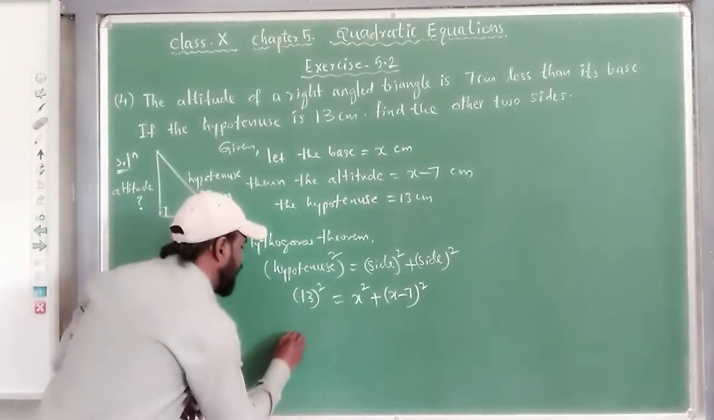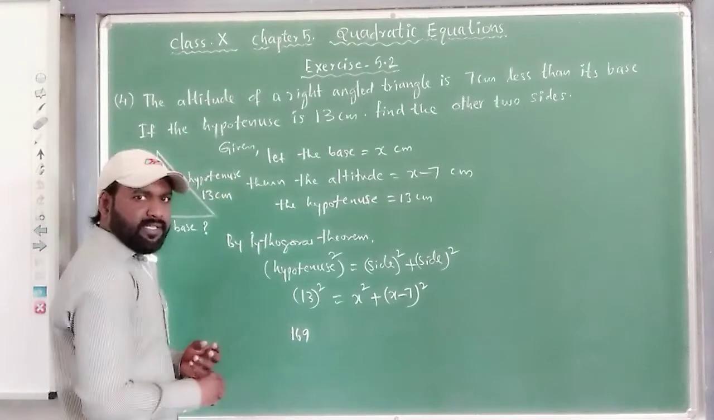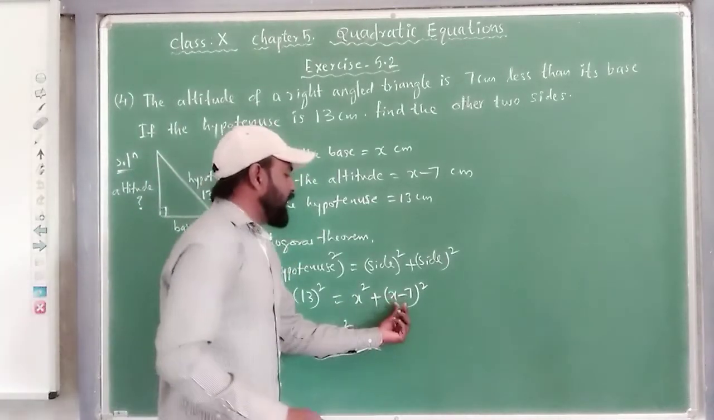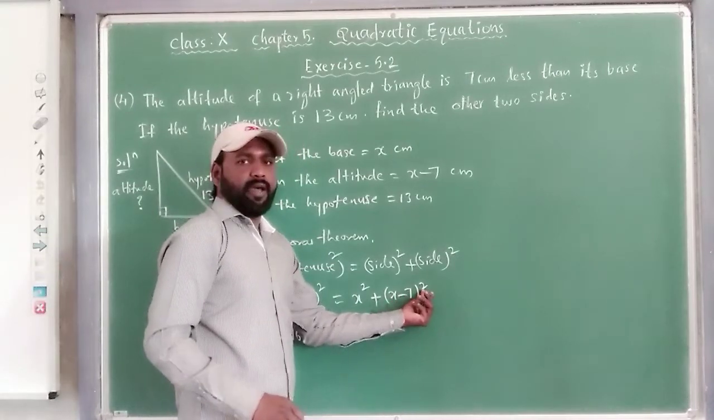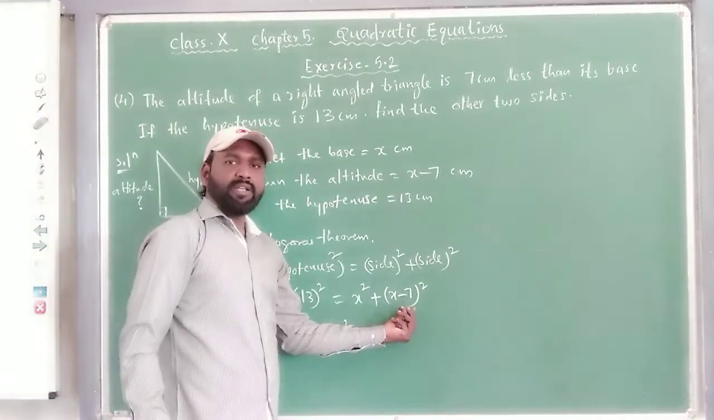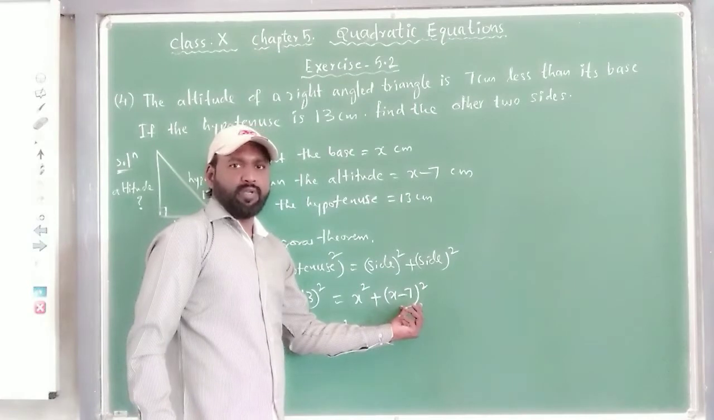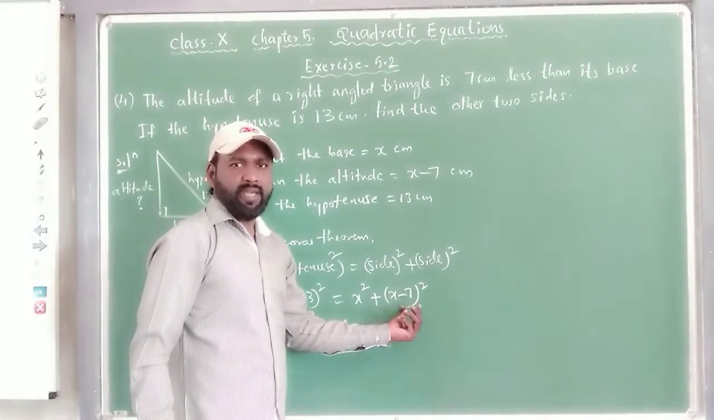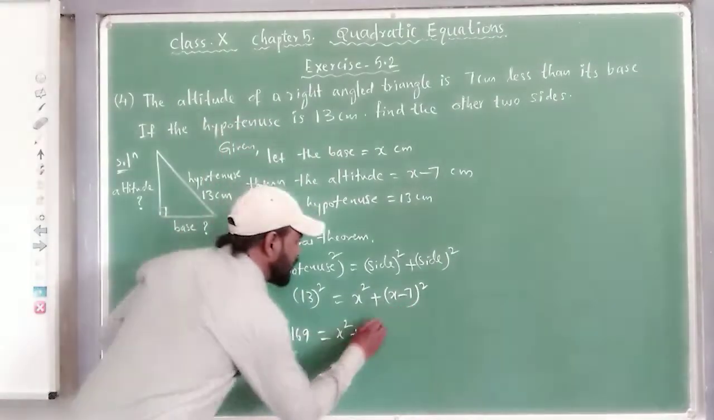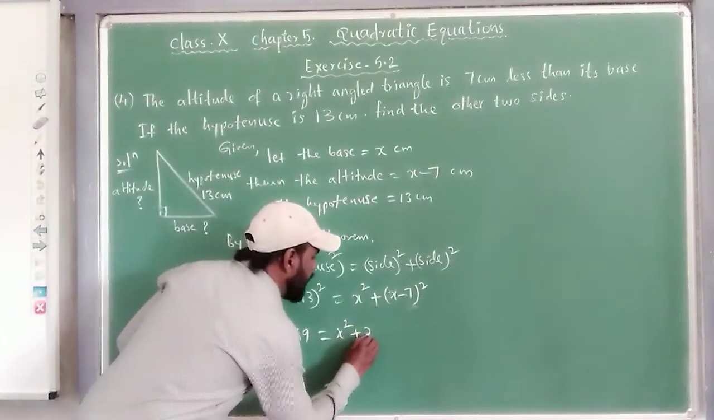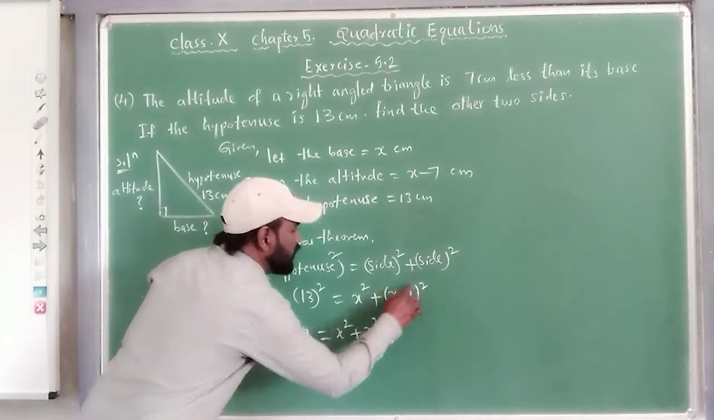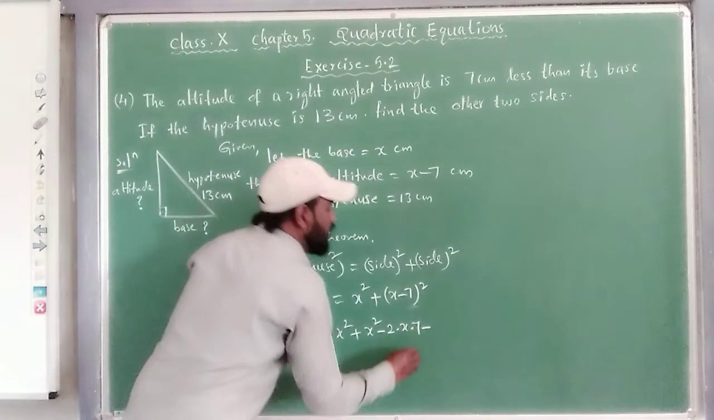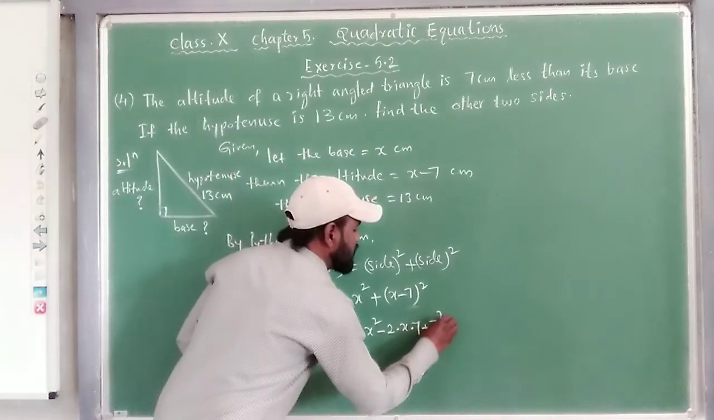So 13 square is 13 into 13, that is 169. On this side, x square as it is, but the other one is again (x minus 7) whole square. This one you have to expand by using the formula (a minus b) whole square, which is a square minus 2ab plus b square. So we expand: x square minus 2 into x into 7 plus b square, that is 7 square.